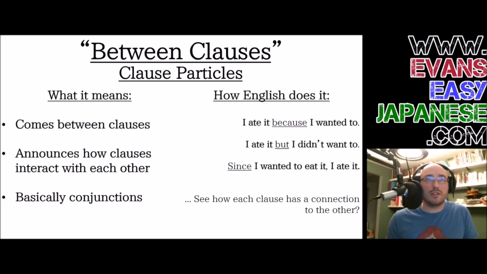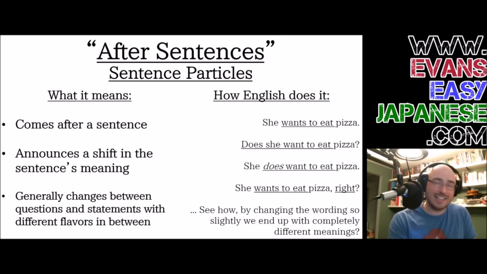It'd be a particle. Notice how it comes actually at the beginning of the sentence. Since I wanted to eat it, I ate it. And that one we flipped them. So that's intriguing how we can do that in English. The comma helps us with that function. See how each clause has a connection to the other via the conjunction? Conjunction, junction, what's your function? All right. Those are between clauses, aka clause particles. Probably clause particles are the best names for them. I just wanted to keep it simple and gave them the dumb name between clauses. It's funny, I'm complaining there's so many different names for them, and then I invent another name.